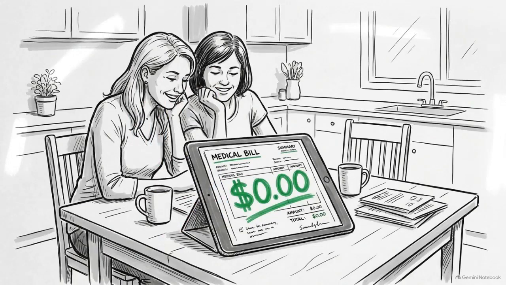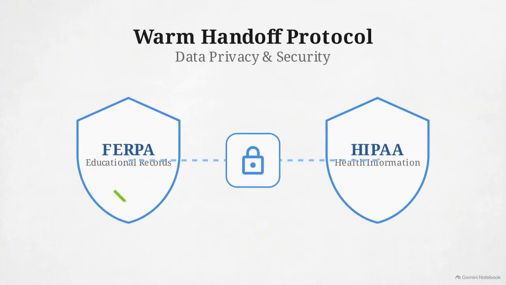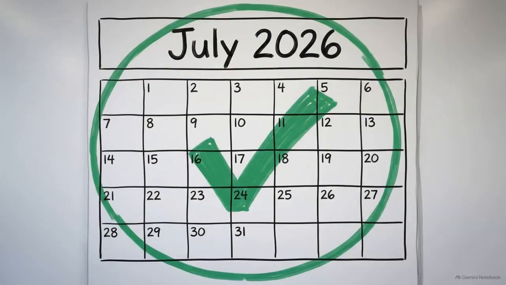This support is financially viable for your district's families. Care is $0 for Medicaid patients, and the platform accepts major private providers like Blue Cross Blue Shield, Cigna, and Aetna. The entire handoff process is fully compliant with HIPAA and FERPA regulations, and it supports districts facing the July 2026 deadline for HB 268 compliance.